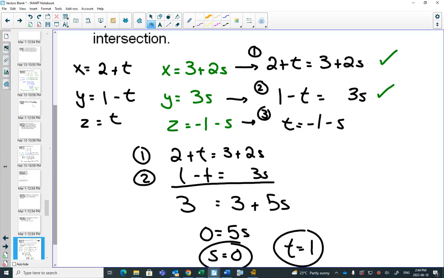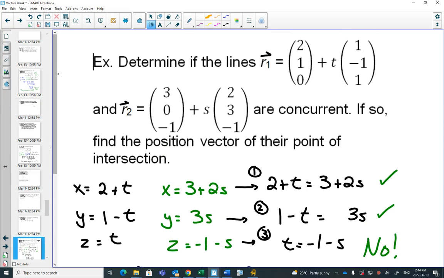When I plug in 0 for s, is t equal to negative 1? I mean, t equal to positive 1? No. If it worked in equation 3 as well, then you would get your intersection point. And you could find your intersection point by plugging in 0 for s.